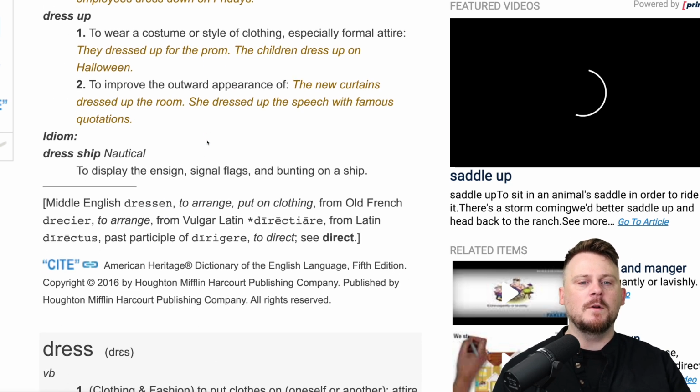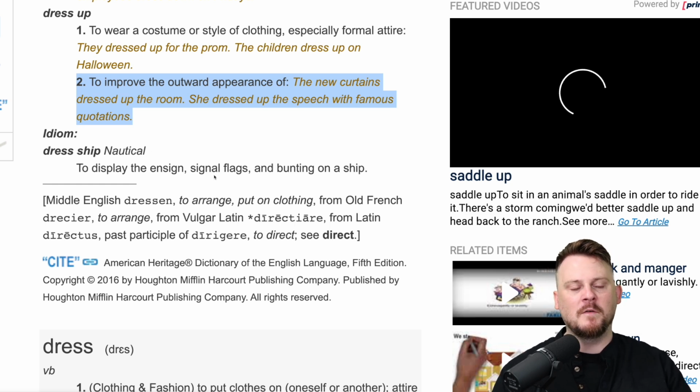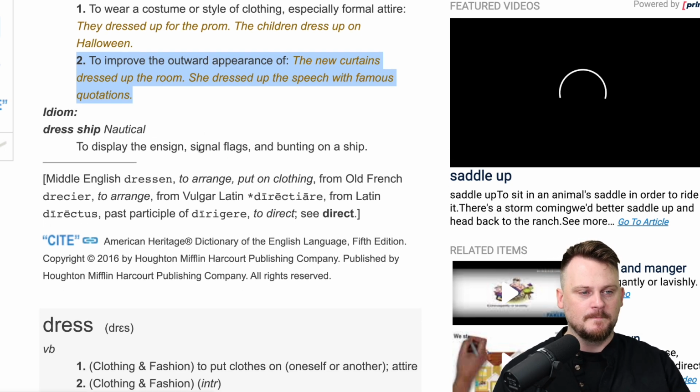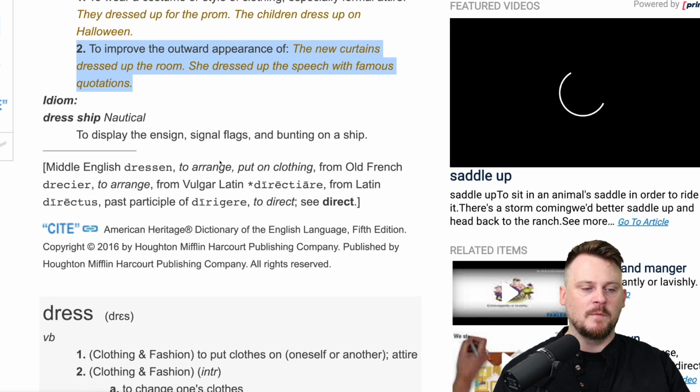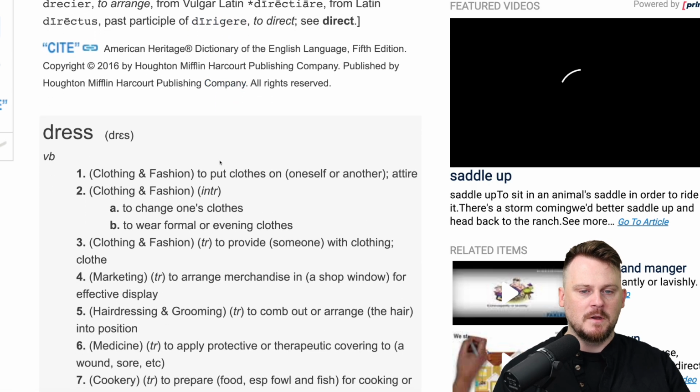To improve the outward appearance, the new curtains dressed up the room. This one is definitely less common. To dress up something means to make it look better. Yeah, I've heard it, but not super common. Okay. Dress ship, to display signal flags and bunting on a ship. I've never heard that one before. Never heard that one. Not super common.